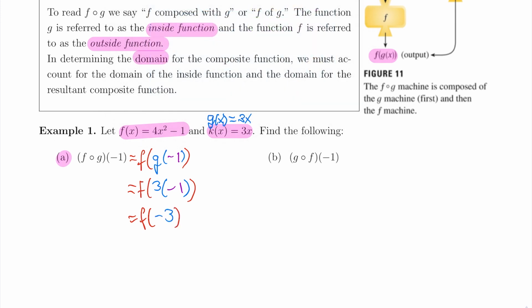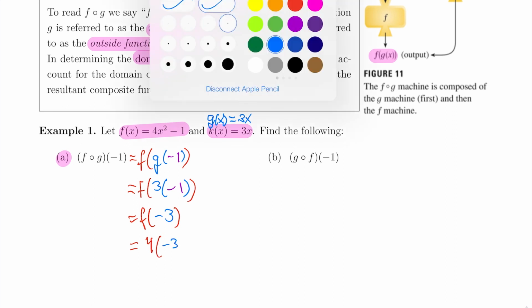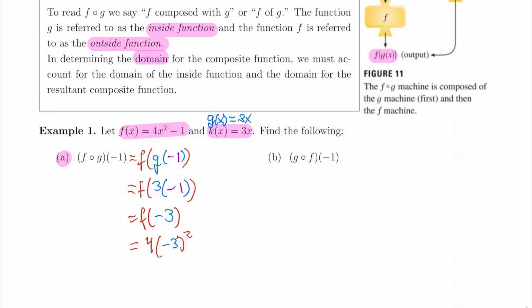And now that -3, which a second ago was the output of g, becomes the input for f. So we are rewriting this with our formula for f, which is 4 times x squared minus 1. Now our x here is -3, so 4 times (-3) squared, minus 1. Now that becomes 4 times 9, which is 36, minus 1 is 35.